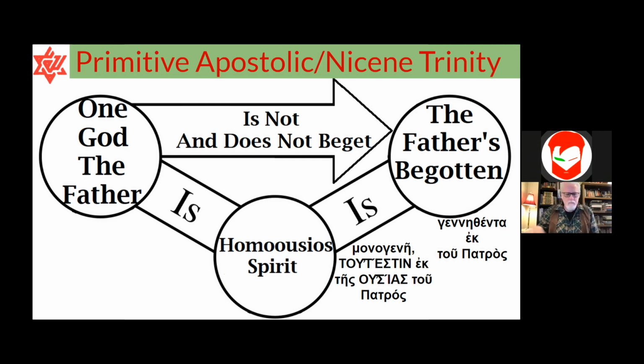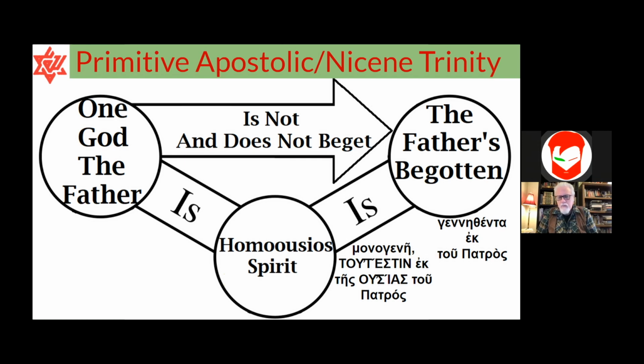So if the one God, the Father, is the Spirit, is homousios Spirit. God is Spirit, as it says in the New Testament. And also, the Son is homousios with the Spirit. So they are one being, homousios, but it's sort of a linear progression. The Spirit comes from the Father, or as it says in the Nicene Creed, proceeds from the Father.